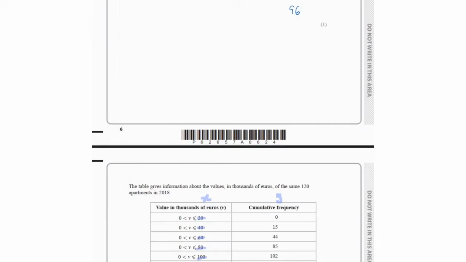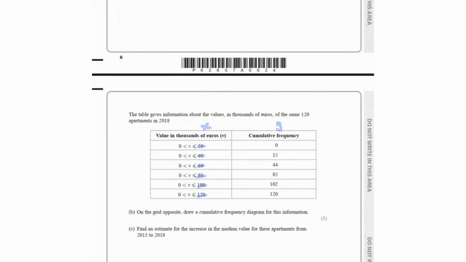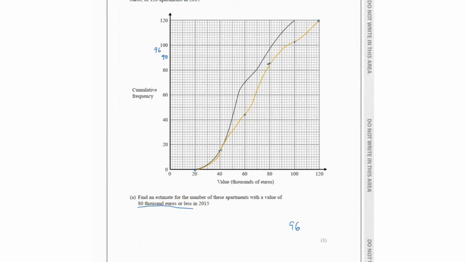They said, find an estimate for the increase in median value for these apartments from 2015 to 2018. So we need the median value for both. The median is going to be half, so 120 divided by 2 is 60. So we go at 60 and see what we're getting for both.